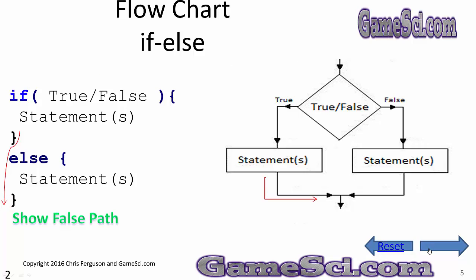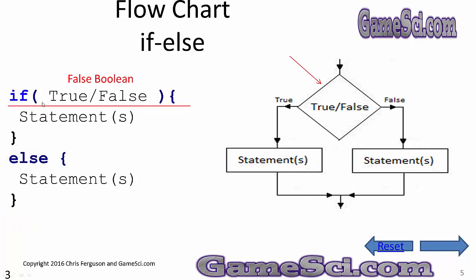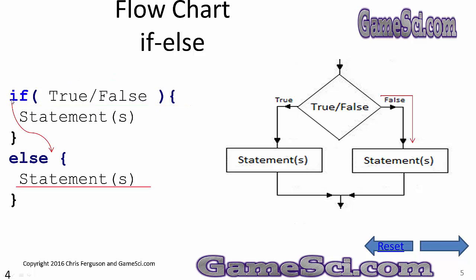Now let's run through it on the false path. Again, we'll execute the if true-false statement in the parentheses. This time we'll assume the result will be false. So we're here in the diamond evaluating the true-false statement. What happens when the statement is false? We select a different path. That's why it's called a selection statement. It's selecting different code.